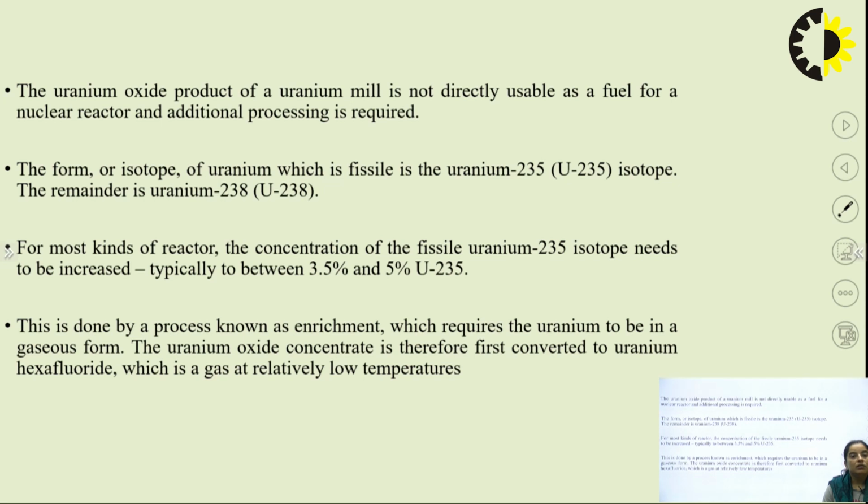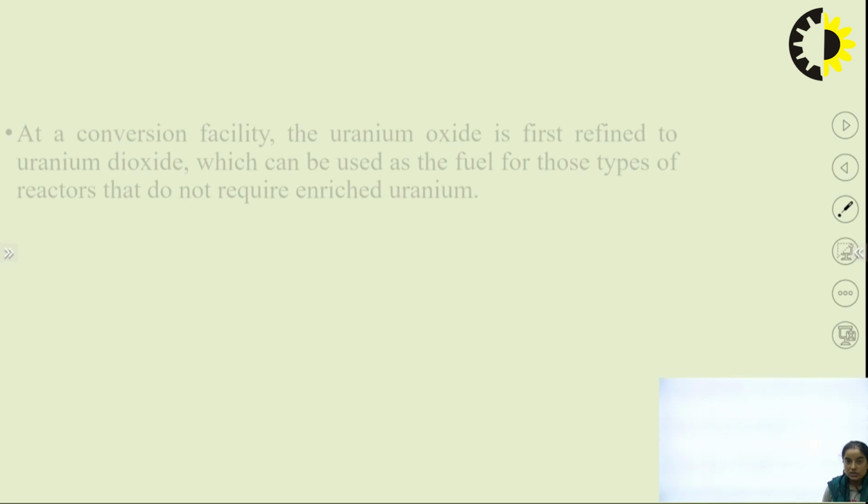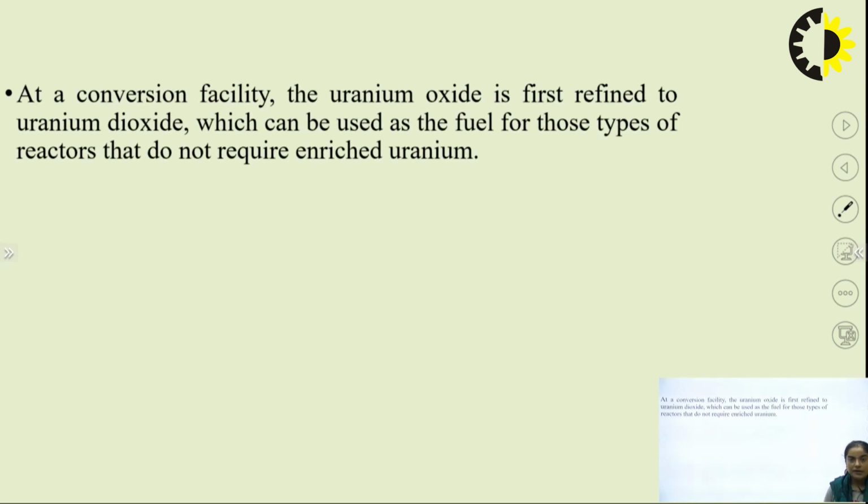Uranium oxide concentrate is therefore first converted to uranium hexafluoride. U3O8 will be converted into UF6, which is a gas at relatively low temperature.